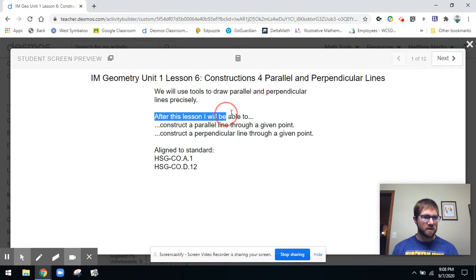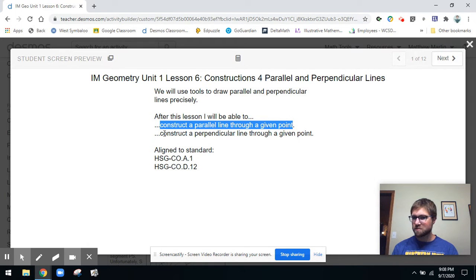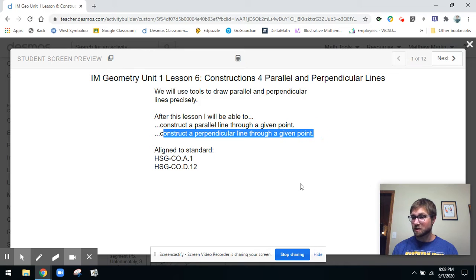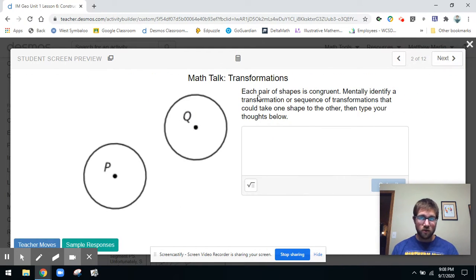After this lesson, we should be able to do a couple of things. We should be able to construct a parallel line through a given point, and also construct a perpendicular line through a given point. So, before we do that though, a brief reminder about transformations.